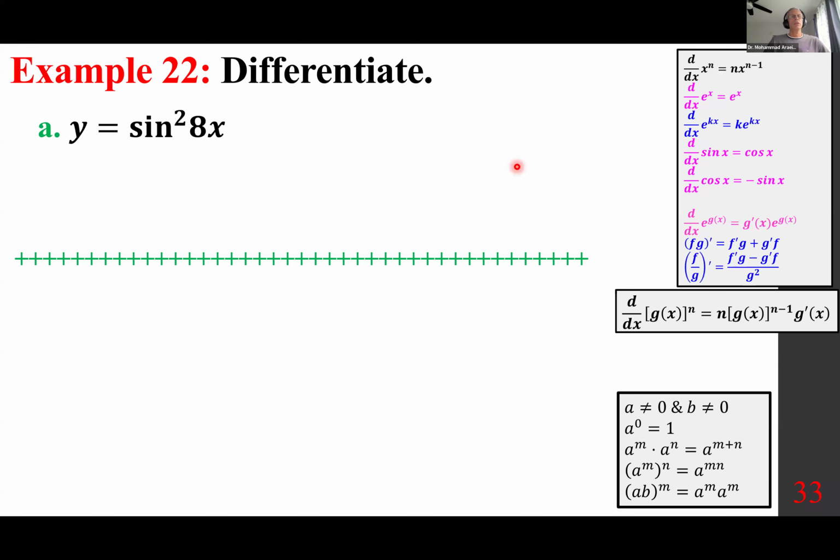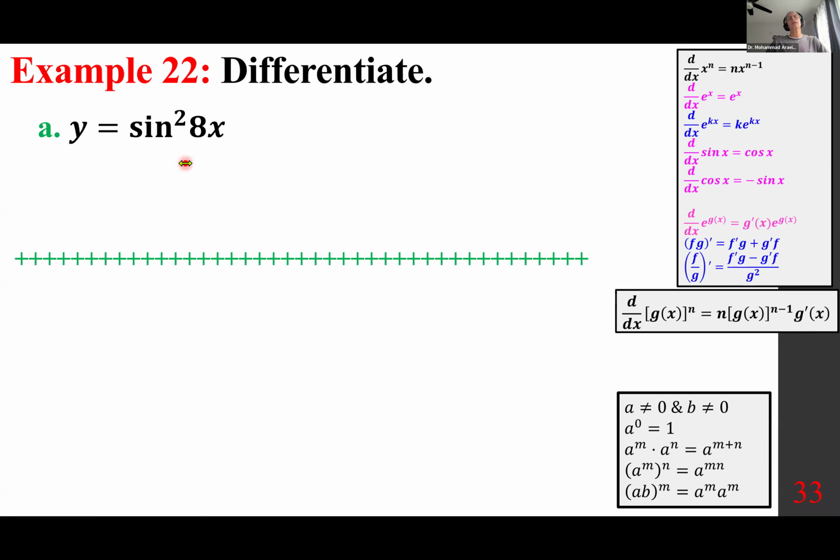All right, so y equals sine squared of 8x, and we are differentiating. Again, reminding you of some of the formulas, such as the power rule, exponential rule, sinusoidal functions, product rule, quotient rule, extended power rule, which is part of the chain rule.